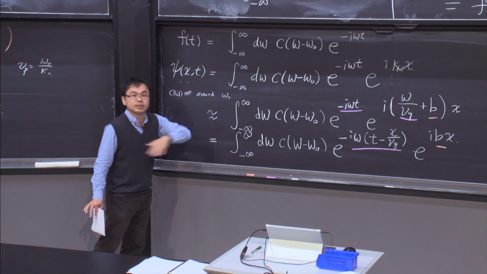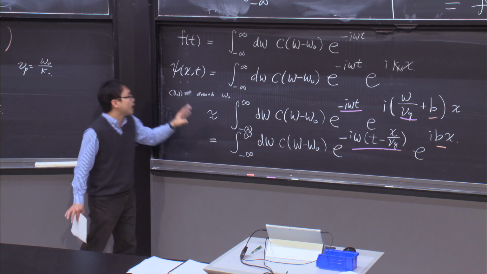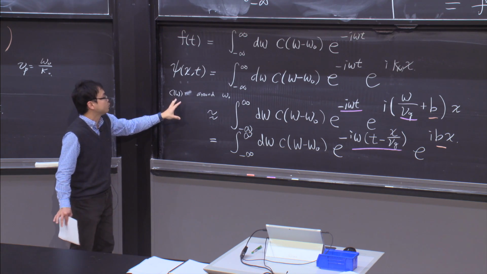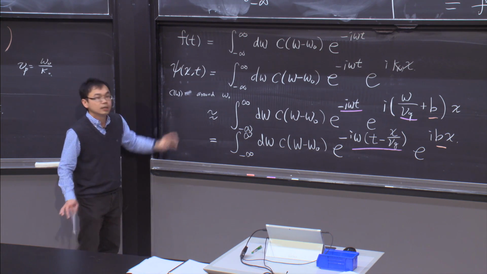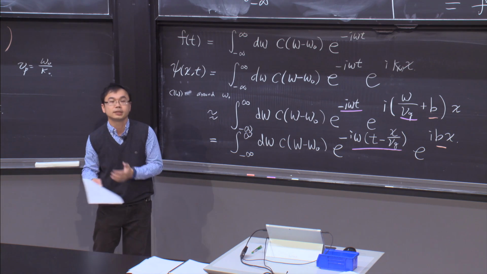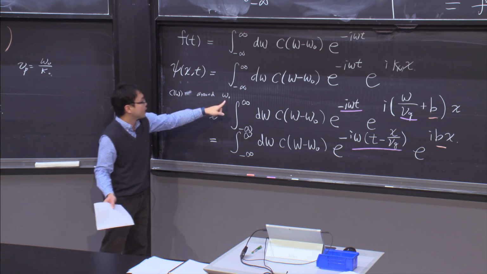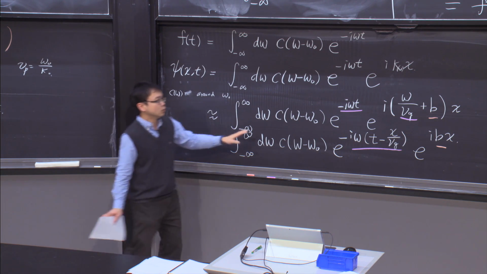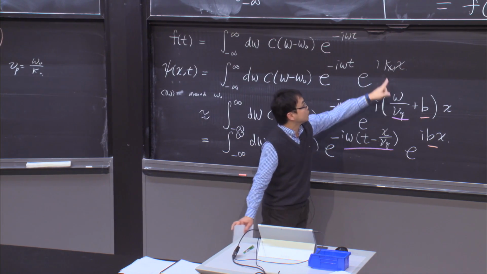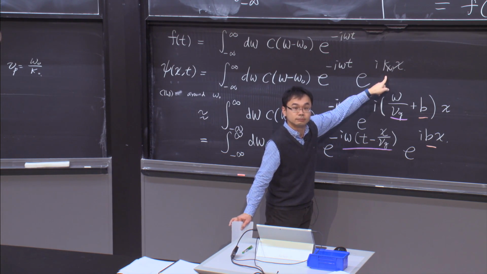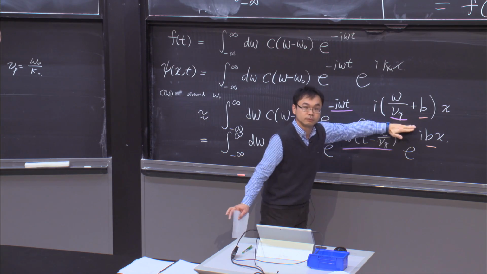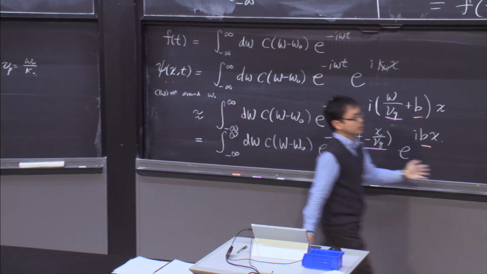Until here, everything is exact. Then I have introduced an assumption, which is that c of omega is only sizable, only contributing around omega 0. Therefore, I can do an approximation form for the k function, which is actually this functional form. Okay? Then I just do the integration.